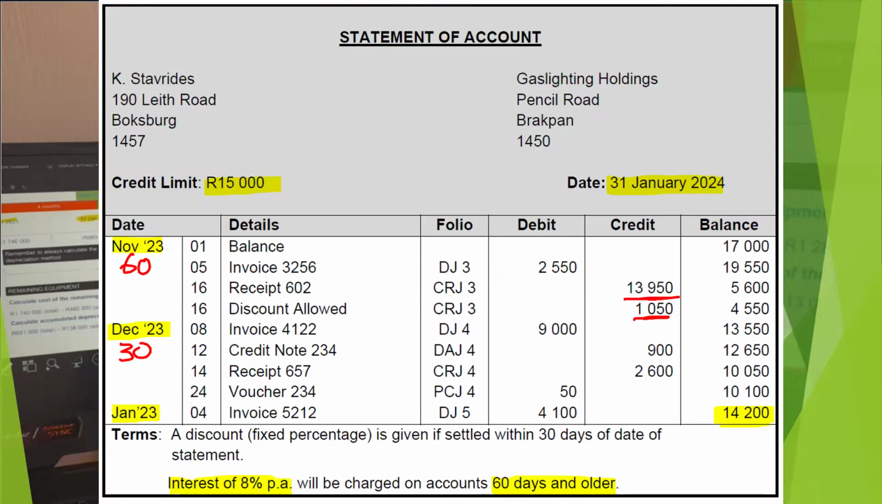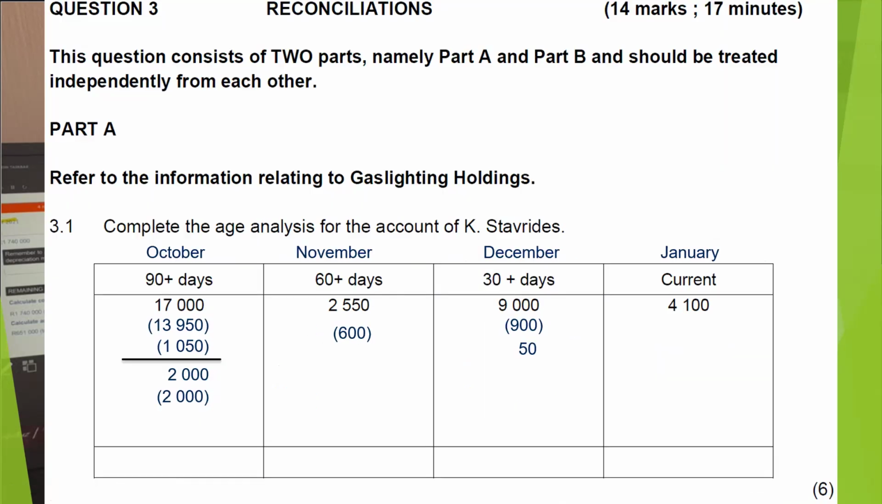One last one is the invoice. So we're done basically. So all you have to do is to total, and that's all. The next question.